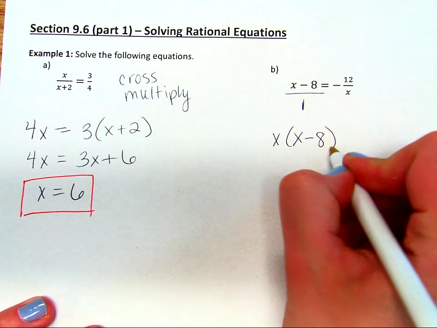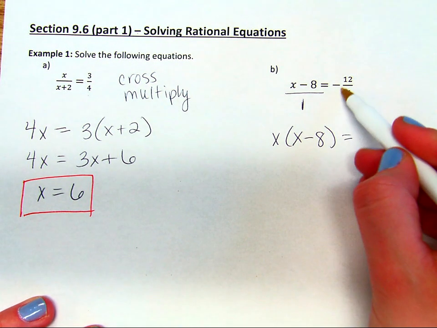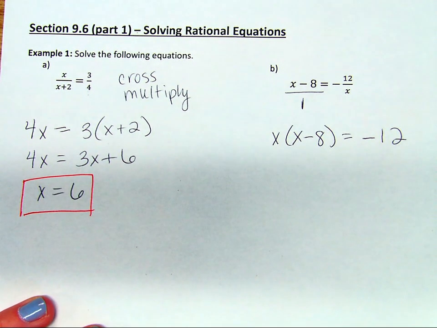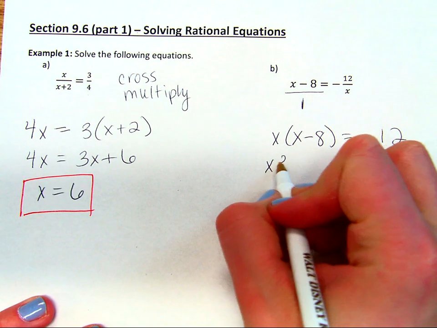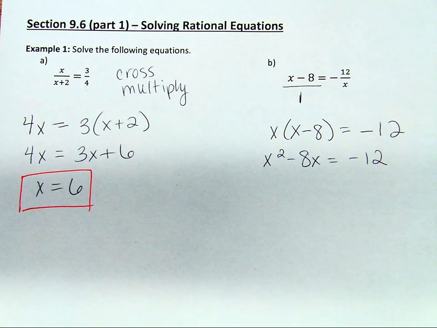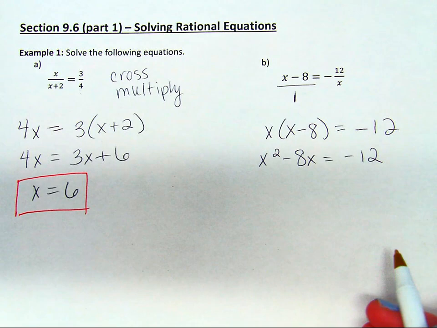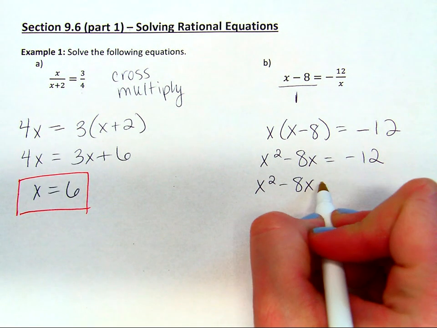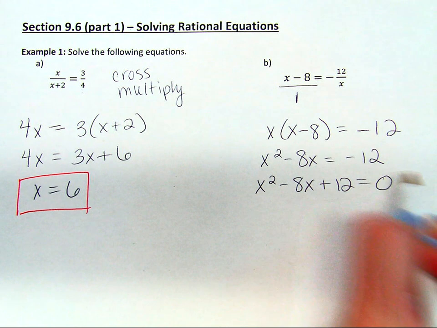times x minus 8 equals, now this negative has got to go with either the 12 or the x. I'm going to make it go with the 12. So I get negative 12 times 1 is negative 12. And I'm going to distribute: x squared minus 8x equals negative 12. I see I've got a quadratic here because of the x squared. So let's set it equal to 0. Add 12 to both sides.